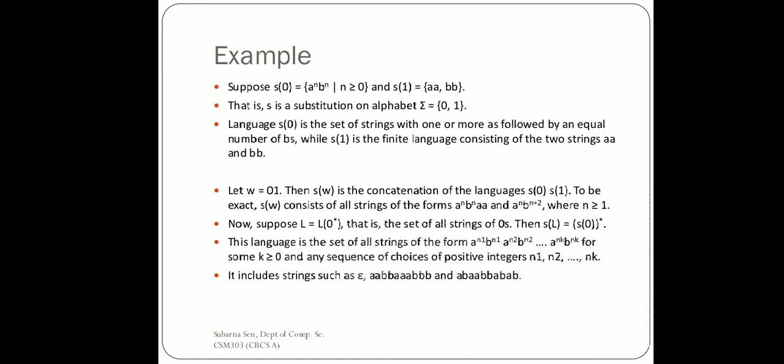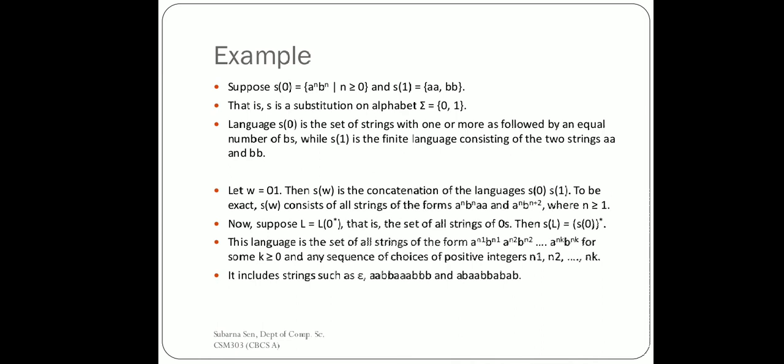It's easily understandable. Fine. Now suppose L is equal to L0 star, that is the set of all strings of zeros. Then if we restrict this to this one, then what can we say? For s(L), just remember here, instead of using both 0 and 1, we are using just 0. So we can replace this 0 star with s(0) star. Instead of writing L equals to L0 star, we are just using the substitution functions. So it will be like this.